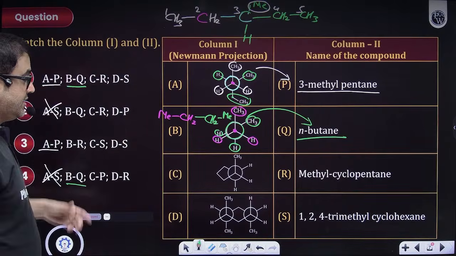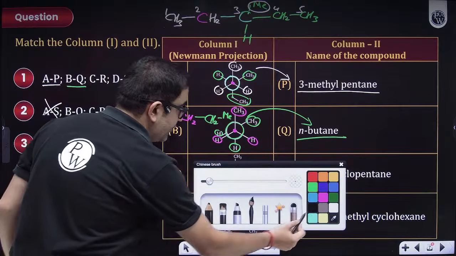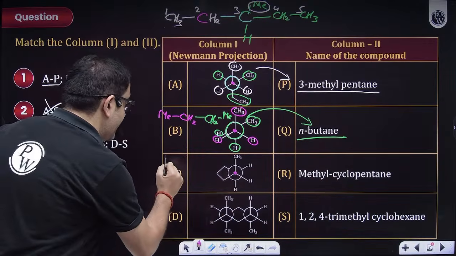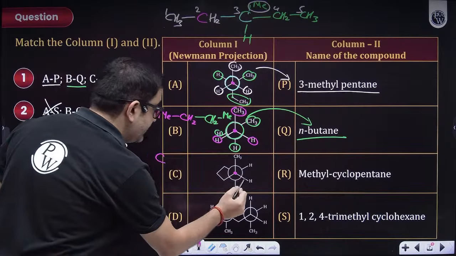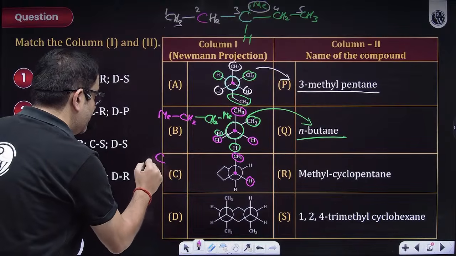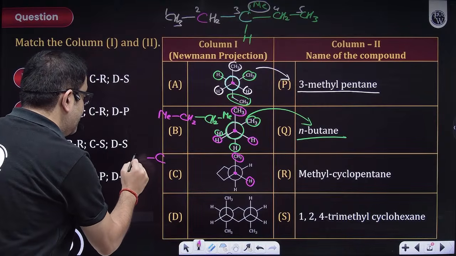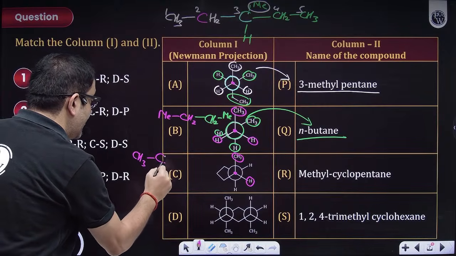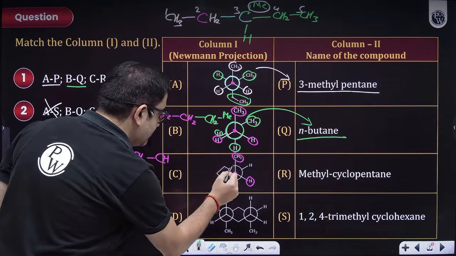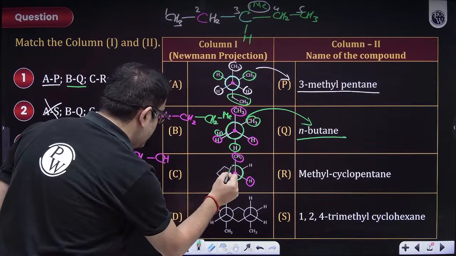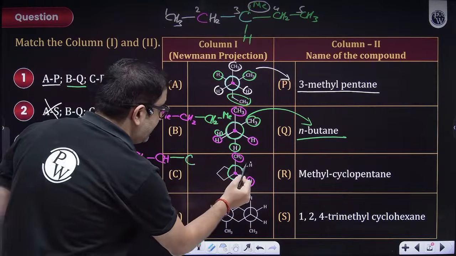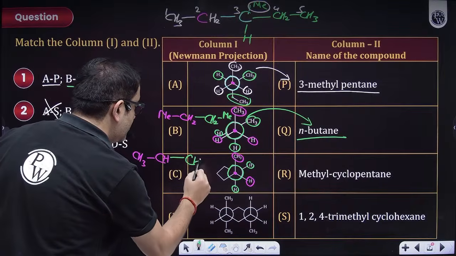Now you just check C. So checking for C, this is the front carbon. The front carbon is having one hydrogen and one methyl group. Okay, sir, what about the back carbon? Sir, this is my back carbon. Connected with it, that back carbon is having two hydrogens. So these are your two hydrogens.